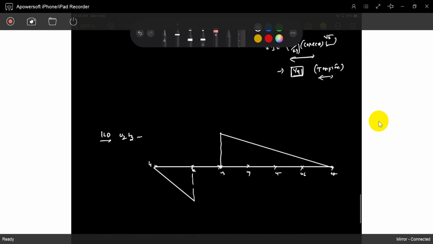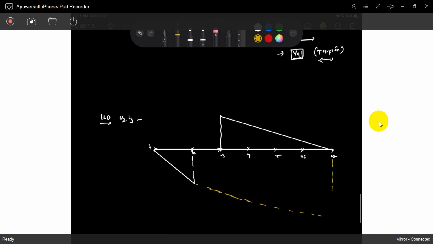VA is how it is moving. That's it. Otherwise, you can just extend it. You will get 1. So extend it, you will get 1. That's it.